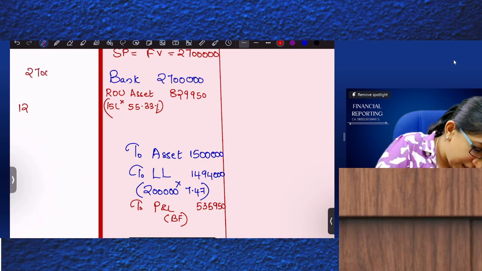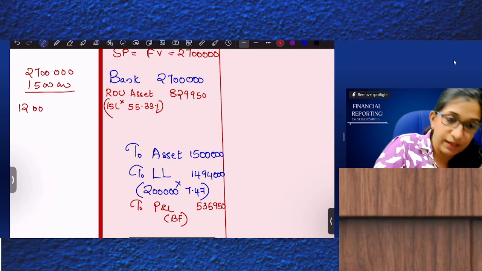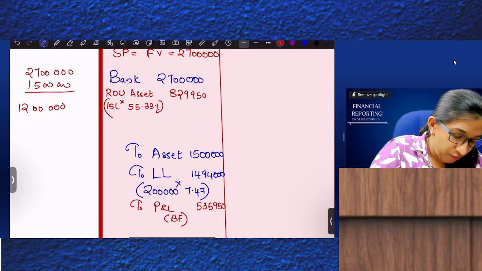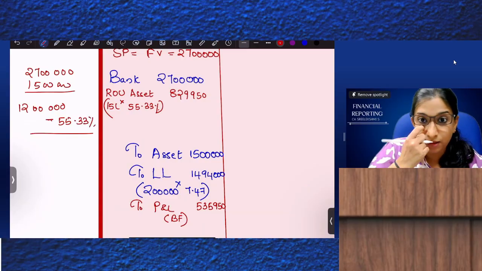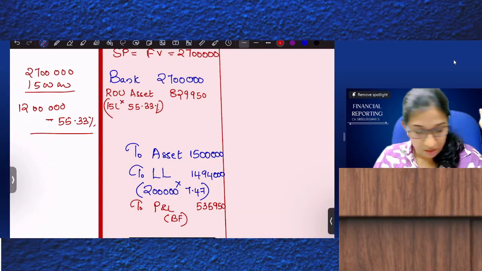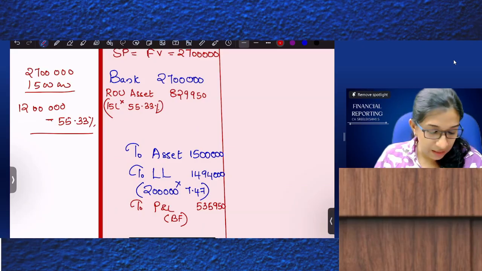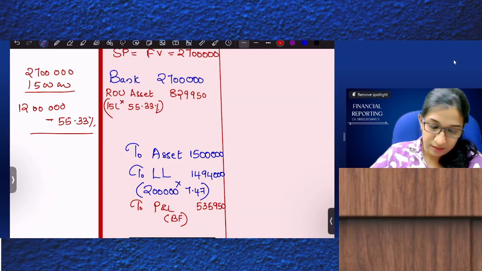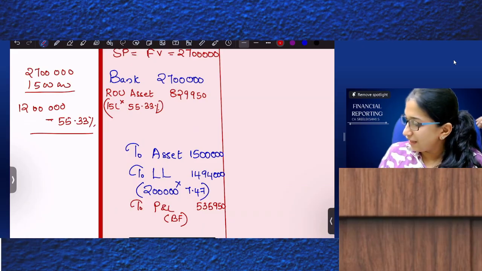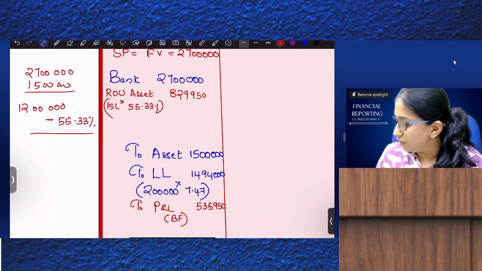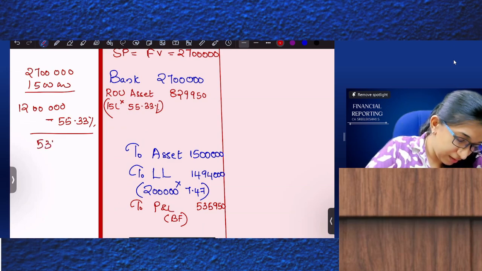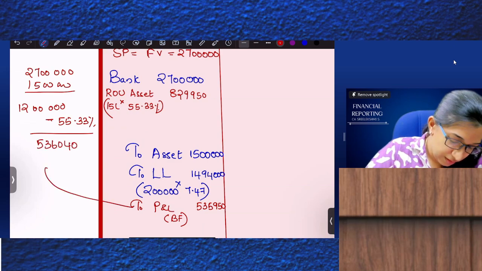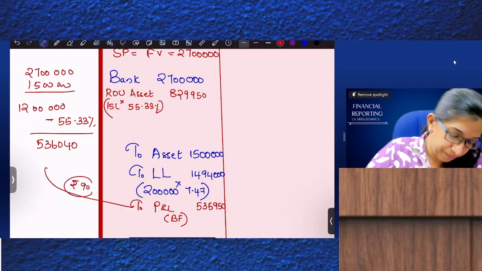If selling price is 27 lakhs, cost is 15 lakhs, your profit is 12 lakhs. Of which 55.33% you leased back, came back. So what is gone forever? The balance is the profit which you can recognize. How much is it coming to? 5,36,045. There is a 90 rupees difference, that's okay. This comes to 5,36,040. Here there is a rupees 90 difference. It's fine. Done.